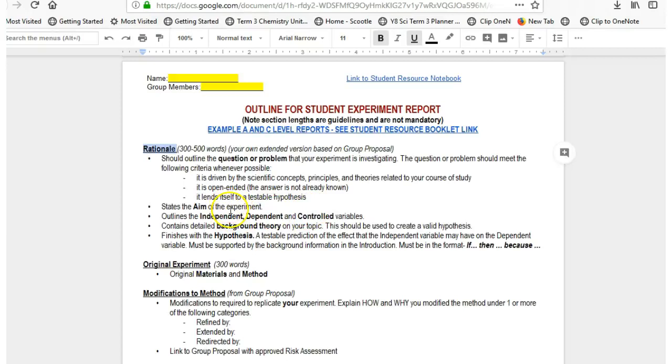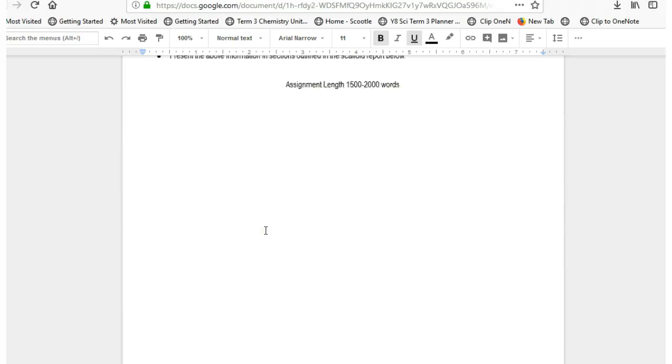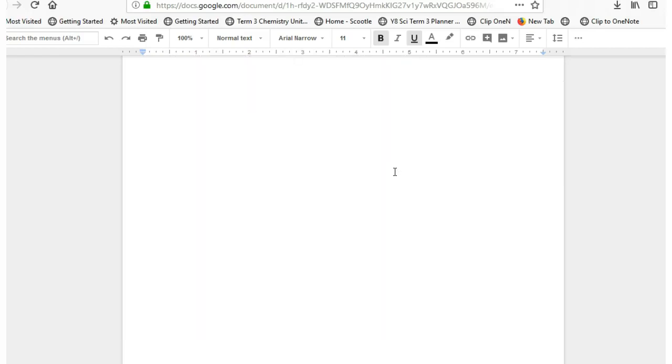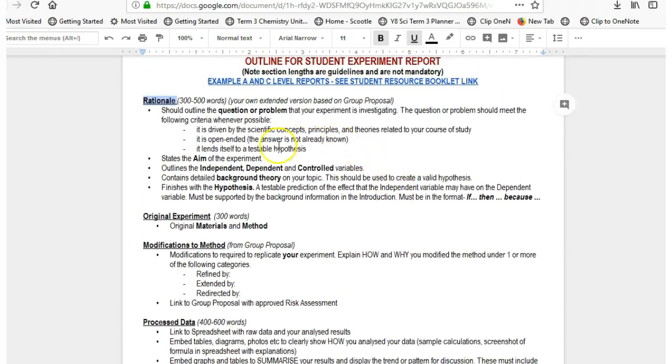Then you have to tell me what you actually changed to investigate something that's affecting fermentation. It was either its exposure to a substance that might be toxic. It was, just trying to actually think here because I'm having a brain dead day, different types of sugar or different concentrations of sugar. So you're affecting the fermentation reaction rate by changing one of those independent variables. So you have to talk to me about what you changed, how you changed it, and what else you controlled in order to make sure it was a fair test while you did it.